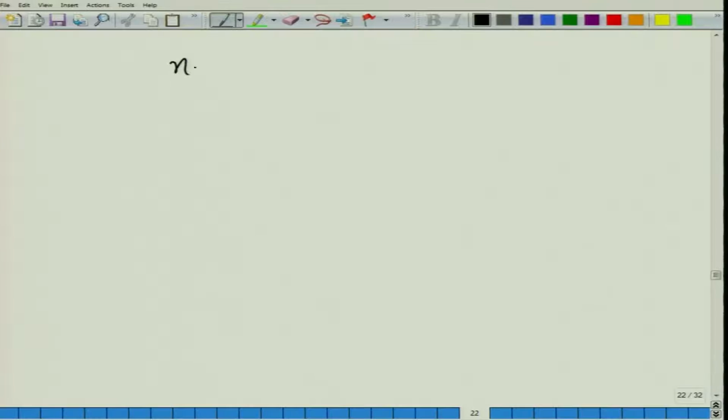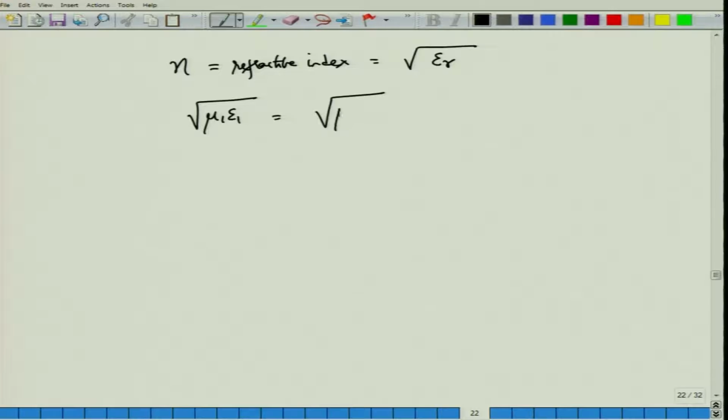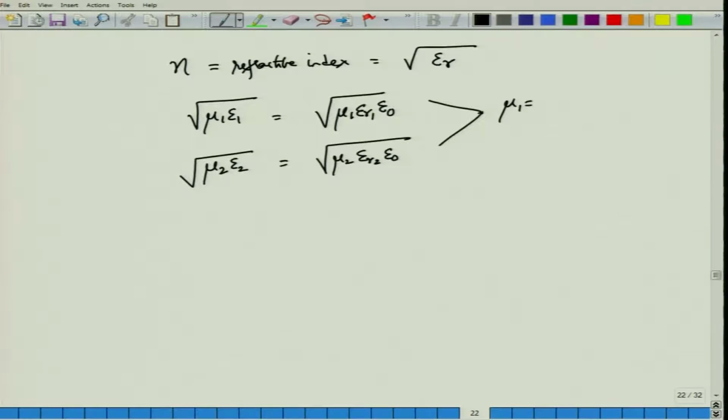And if you don't know this, the refractive index n is defined as the square root of the relative permittivity of the medium. So in the first medium you had square root of mu 1 epsilon 1, which can be written as square root of mu 1 epsilon r 1 epsilon 0. For medium 2 you had square root of mu 2 epsilon 2, which can be written as square root of mu 2 epsilon r 2 epsilon naught. If I assume the same magnetic media, therefore mu 1 equal to mu 2, then this equation can be rewritten as square root epsilon r 1 sin theta I is equal to square root epsilon r 2 sin theta t.